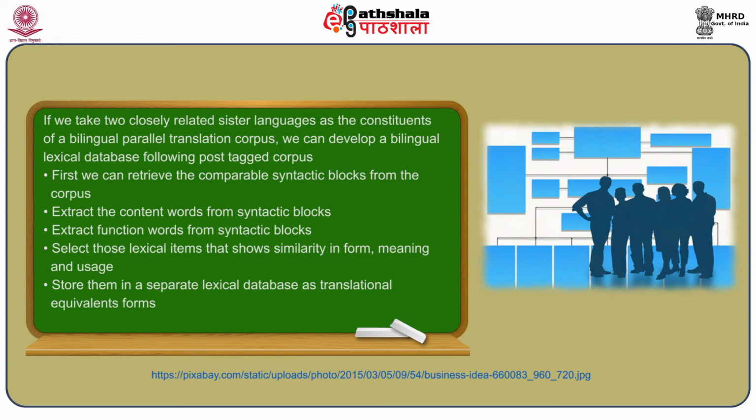First, we can retrieve the comparable syntactic blocks, that is clauses and phrases, from the corpus, extract the content words from syntactic blocks, like nouns, adjectives, and verbs, extract function words from different syntactic blocks, like pronouns, postpositions, and adverbs, select those lexical items that show similarity in form, meaning, and usage, and store them in a separate lexical database as translational equivalent forms. Since we do not expect total similarities at morphological, lexical, syntactic, semantic, and conceptual level within any two languages, even if those languages are very closely related, similarities in form, meaning, and usage are enough for selection of translational units.